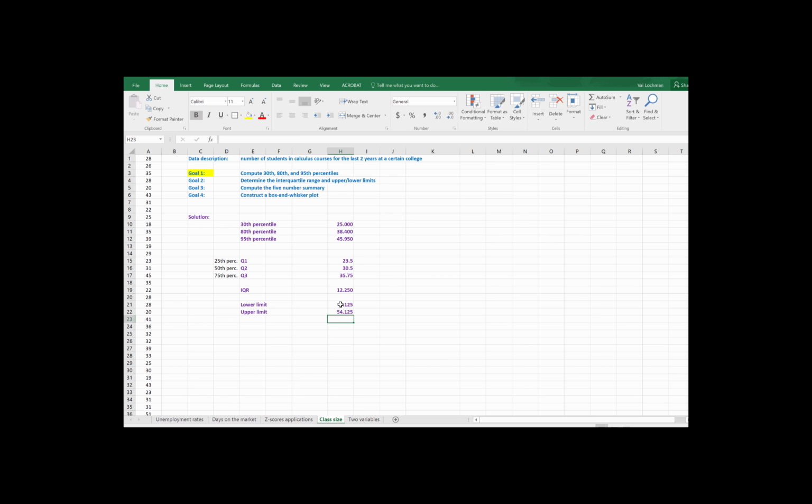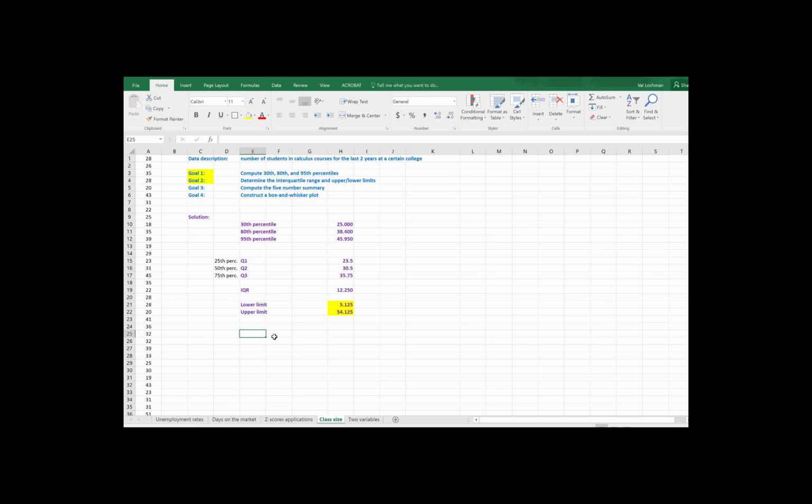Okay, so these are the values that will tell us if we have any outliers, right? So any number that's smaller than 5.125 should be an outlier, and any number that's larger than 54.125, since these are people, we would round them up, so any number that's greater than 55 would be an outlier. Okay, so goal 2 is done. Now it says compute the 5-number summary.